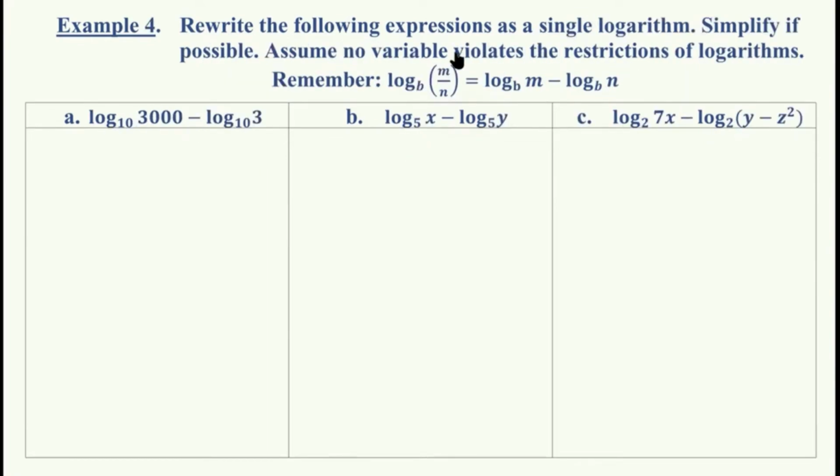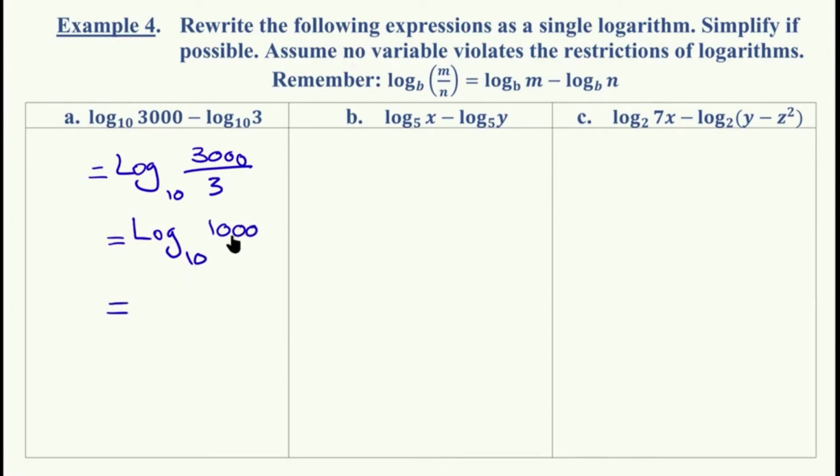All right, as we did with the product rule, we're going to now go from the right to left direction. So we're given a difference of 2 logs, and we're going to write it as a log of a quotient. So here we're going to get log base 10 of 3,000 over 3. We know that that's log base 10 of 1,000, and I think you'll be able to answer that, right? What is log base 10 of 1,000? What power of 10 gives us 1,000? In other words, what exponent do we need?